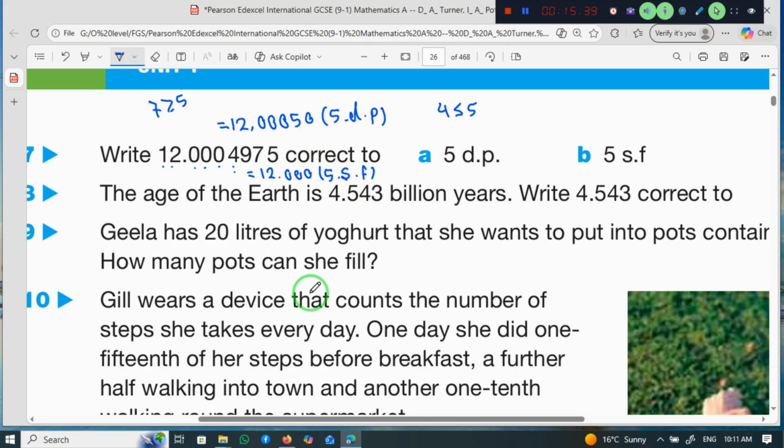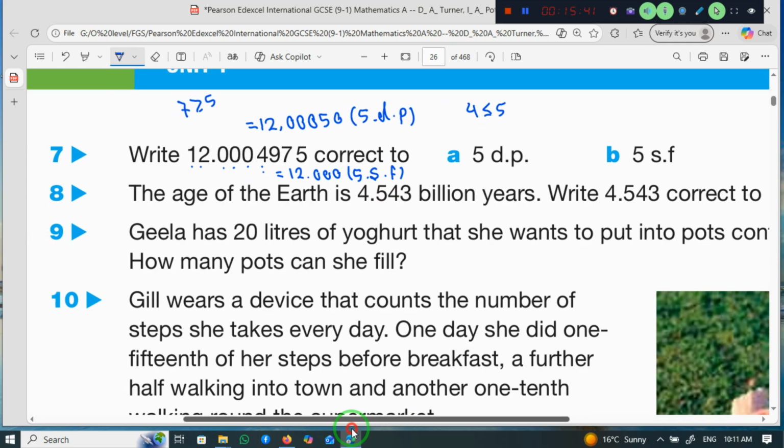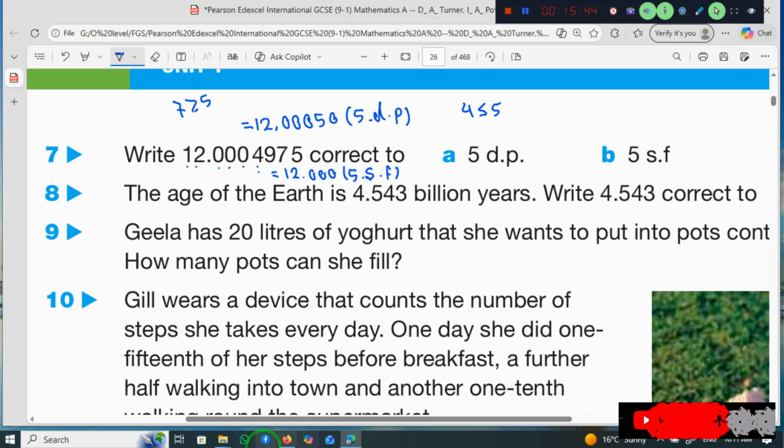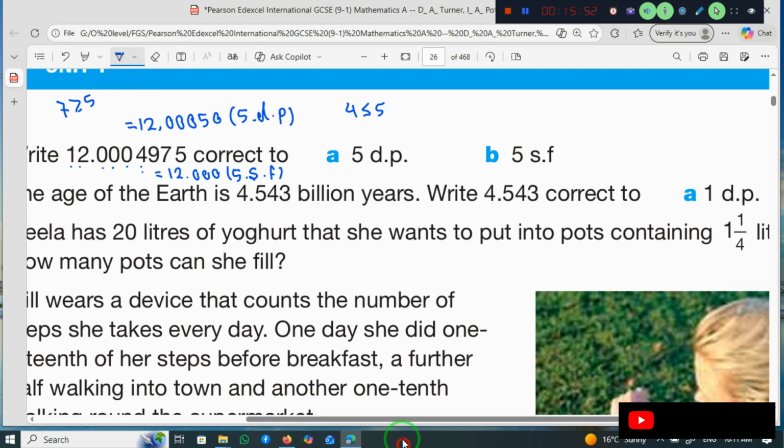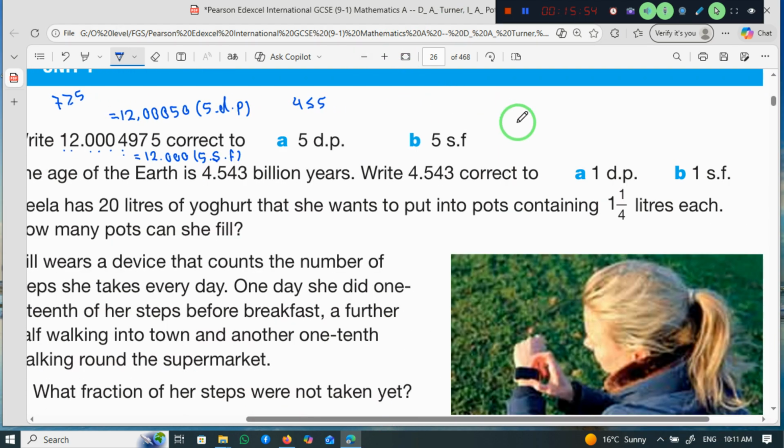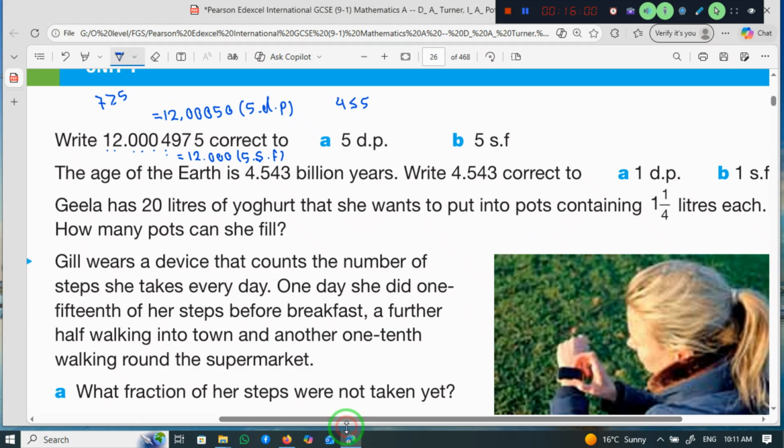Question number 9 said that Jilla has 20 liters of yogurt that she wants to put into pots containing 1/4 liter each. How many pots can she fill?